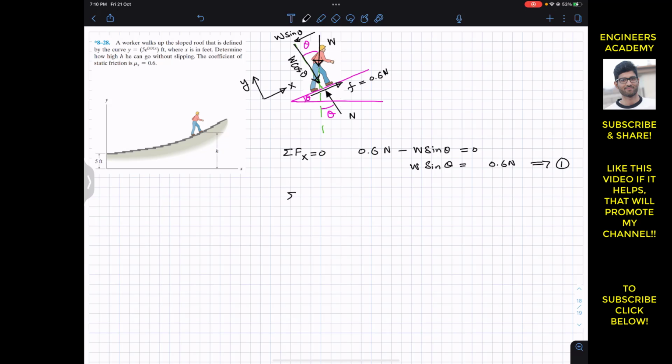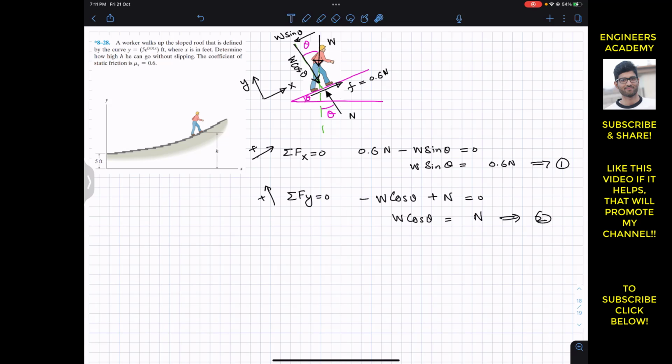Now if we apply the summation of forces along y, that must be equal to 0. This is our positive y direction, and this is our positive x. The cos component of the weight is acting in the downward direction, that is, in the negative y. So I will write minus W cos theta, and the normal force is acting in the upward direction, so that is plus N, and this is equal to 0. From this we can say that minus W cos theta is equal to minus N. The minus will cancel out, so W cos theta is equal to N. This is our equation 2.